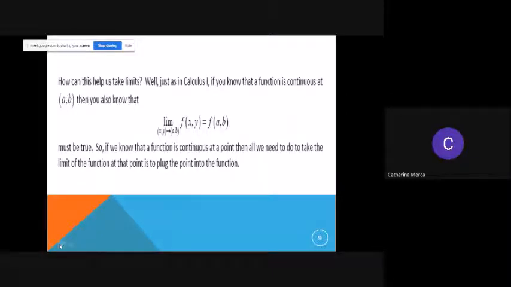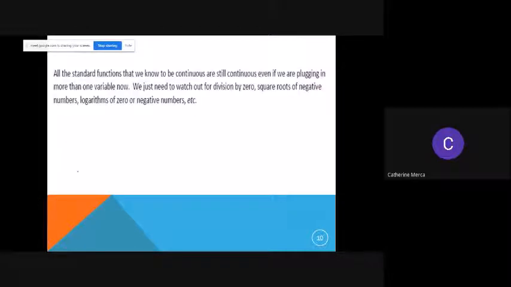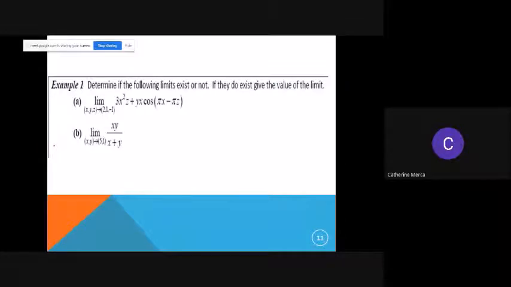So that's for one variable. Similarly, in two variables, we have the same way of taking the limit of a function. You can directly substitute as long as it is actually continuous at that point. But it says here that you have to watch out for division by 0, square roots of negative numbers, and logarithms of 0 or negative numbers. Let's take a look at the following example.